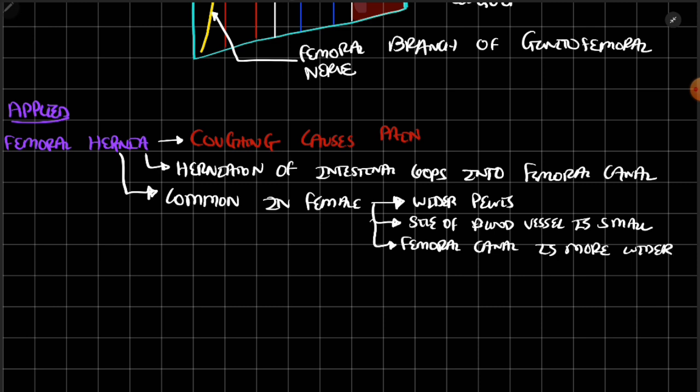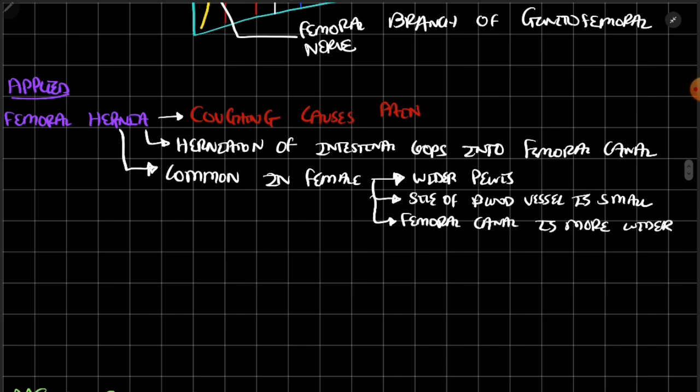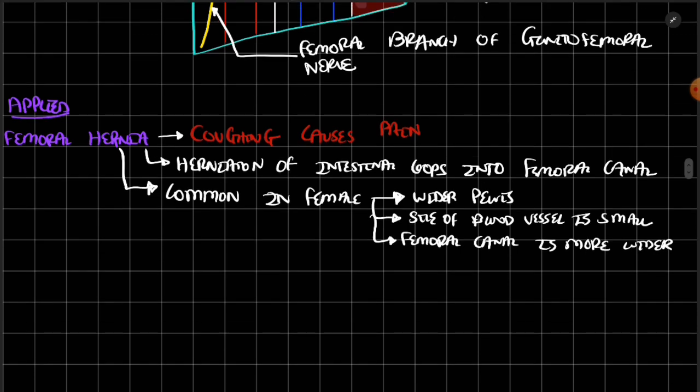Okay, this was about the femoral hernia. A femoral hernia can be reversed, like it can be pushed back into the abdominal cavity. It is reversible. But if strangulation occurs, meaning the intestinal loop winds around itself, then it is impossible or difficult to reverse the hernia, so it is surgically repaired.